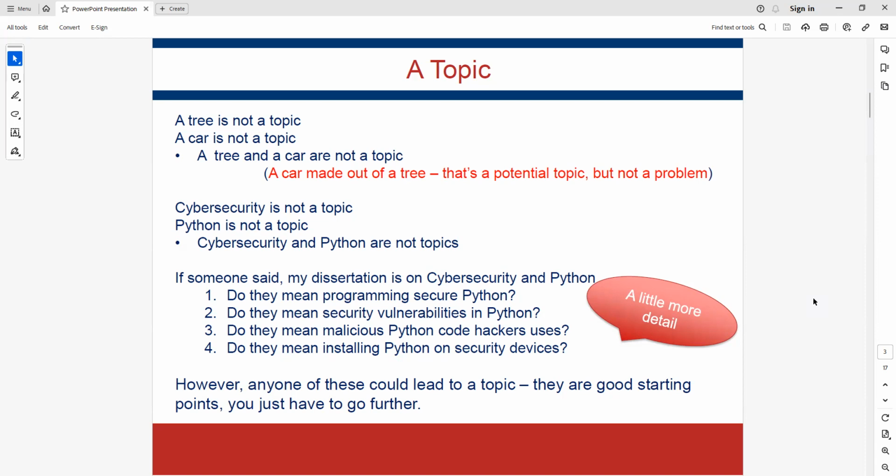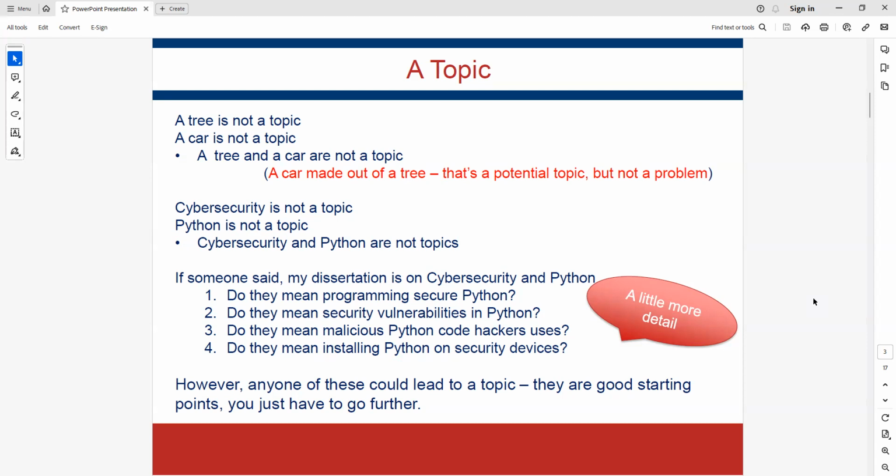So since my field is cybersecurity and IT, cybersecurity is not a topic. Python is not a topic. Cybersecurity and Python are not topics. So yes, we have this umbrella, cybersecurity. We need to go a little bit down. So when I say cybersecurity and Python, am I talking about secure Python? Am I talking about security vulnerabilities in Python? Malicious Python code hackers use? Installing Python on security text?